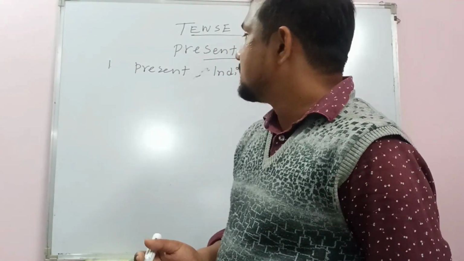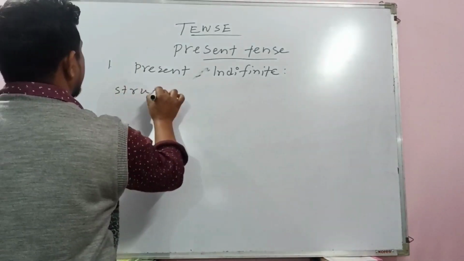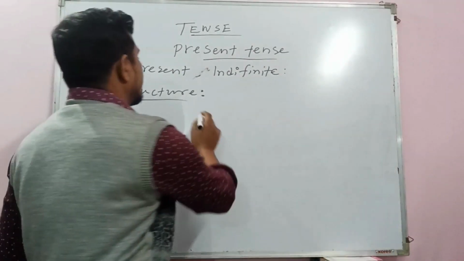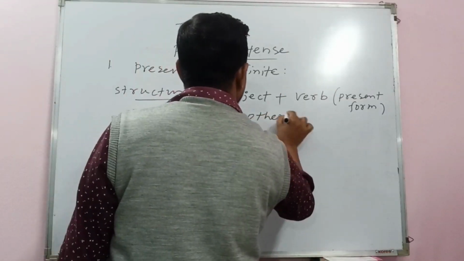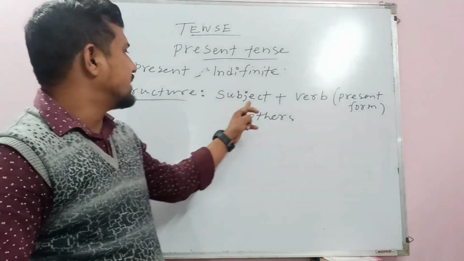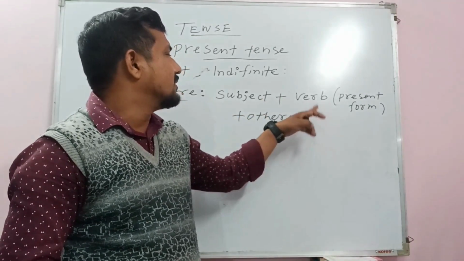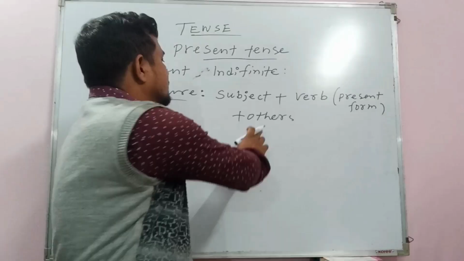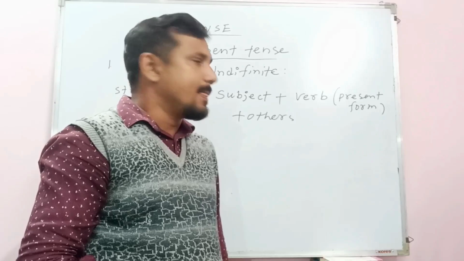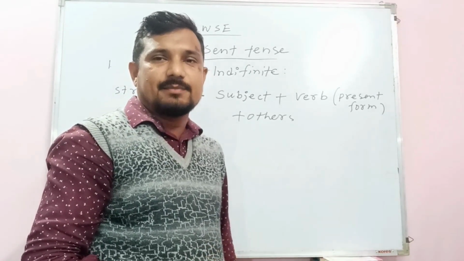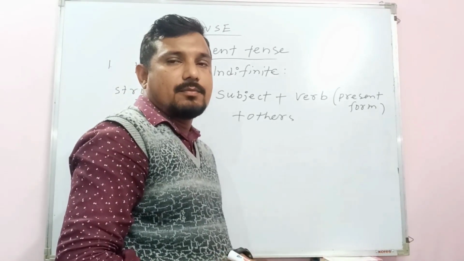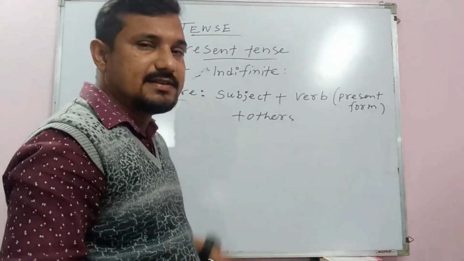So let me first discuss the structure of present indefinite tense. This is the formula of present indefinite tense. Present indefinite tense is structured in such a way: at first the subject comes, then the verb, the present form of the verb, then others. Subject, present form of the verb, then others. Others means object, preposition, predicative, complement, and so forth. I'll show you an example of present indefinite tense.